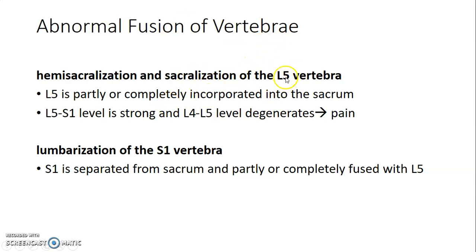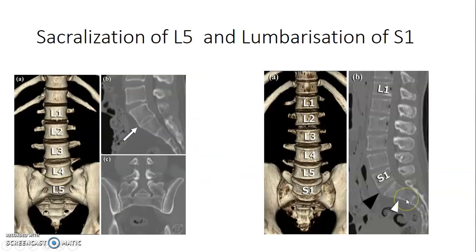Instead of L5 being part of the lumbar vertebrae, it goes to join and it's incorporated into the sacrum. Then the L5-S1 level becomes strong, while the L4-L5 segments can degenerate, leading to pain. You can also have lumbarization of the S1 vertebra. Instead of S1 vertebra joining other sacral vertebrae to form the sacrum, it fails to join, so it's separated from the sacrum and is partly or completely fused with L5.